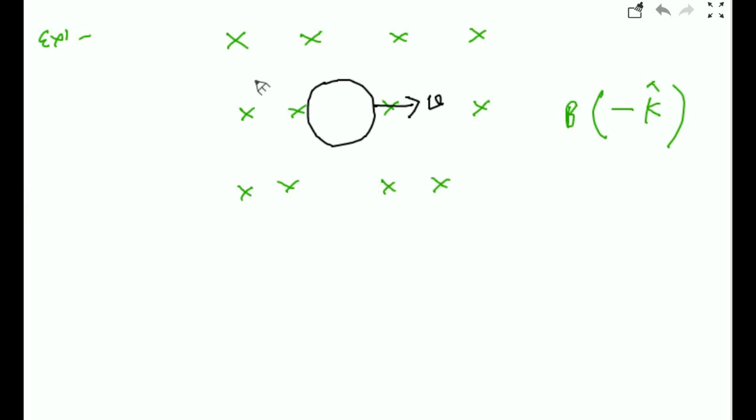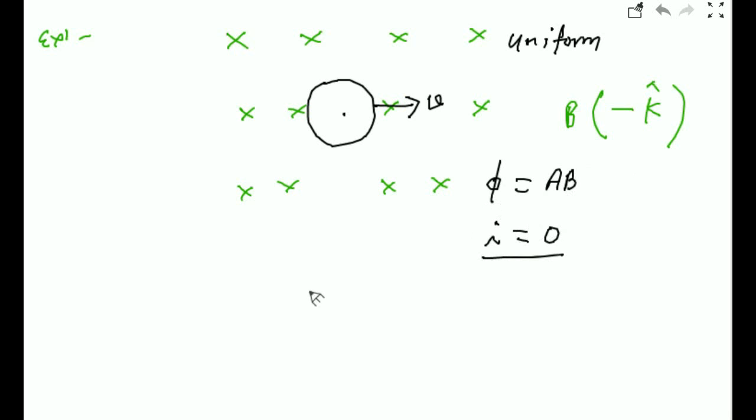So now you can see, because uniform magnetic field is given everywhere, and the area is also constant, in this case flux is AB. Area is constant, B is also constant. So flux is not changing. It means induced current will be 0 here.